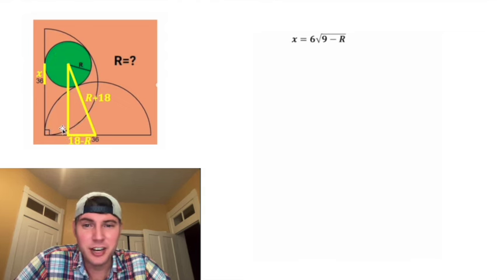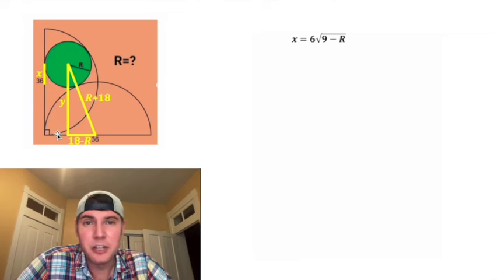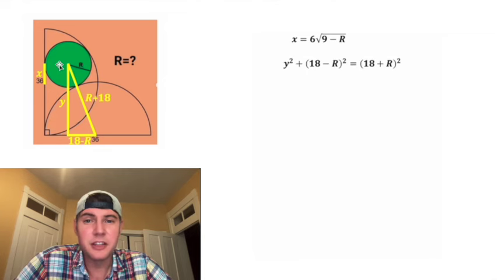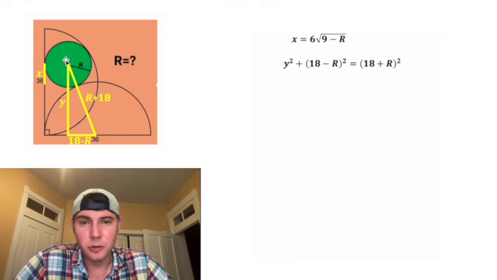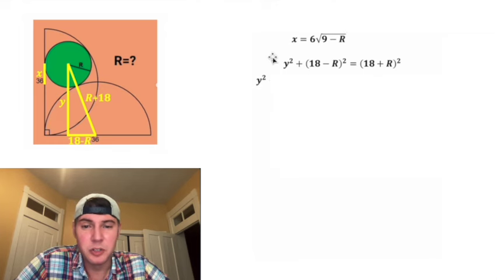Let's call the third side of this right triangle y. And now we can use Pythagorean theorem again. We can say that y squared plus the quantity 18 minus r squared is equal to the quantity r plus 18 squared. We'll just bring down the y squared. We already did 18 minus r squared.